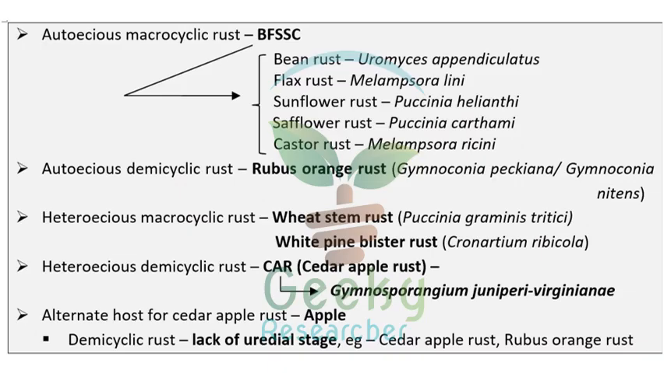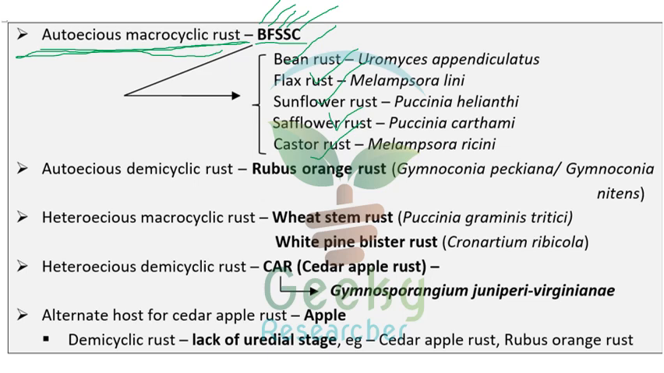So when we see autoecious examples, we can also expect this example of autoecious macrocyclic rust. Examples of autoecious macrocyclic rust: bean rust, flax rust, sunflower rust, safflower rust, castor rust. All these rusts are examples of autoecious macrocyclic rust. That's why I give BFSS. B stands for bean rust, F stands for flax rust, S stands for sunflower rust, again S stands for safflower rust, C stands for castor rust.